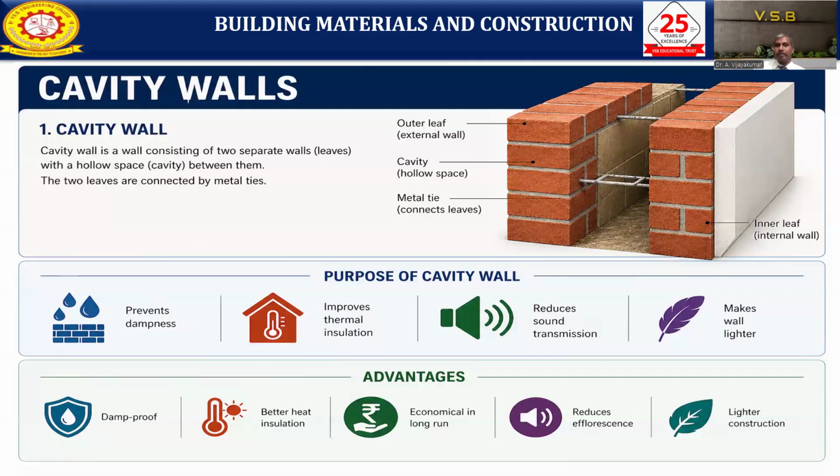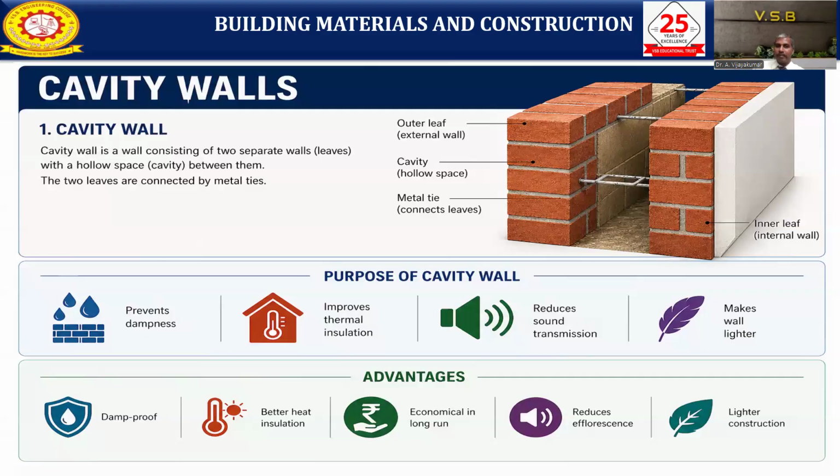We can use this type of wall to prevent dampness. Suppose we are constructing near a seashore or in waterlogged areas, so dampness has chances to enter the house. If you build cavity wall masonry, the dampness won't enter our houses; everything can be arrested, as the cavity takes care. It also improves thermal insulation and reduces sound transmission, so normal noise will also be reduced. It makes walls much lighter, and the self weight of the wall will be reduced.